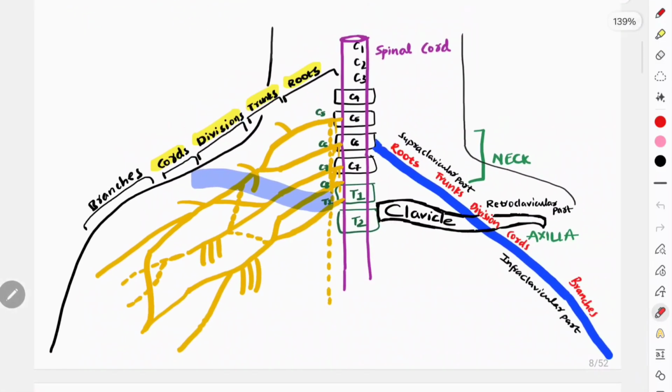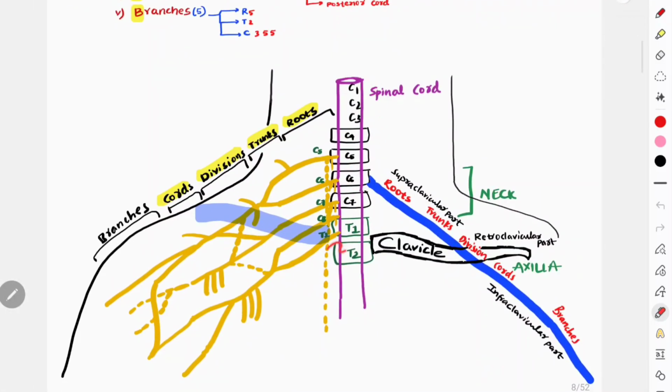You can see in this line diagram the spinal cord, right? These are the vertebra, and the spinal cord passes through the vertebra. The segments you can see are C1, C2, C3, C4, C5, C6, C7, T1 and T2, T3, like this it goes. But if you see here, from the C5 segment the first root arises, and from C6, C7, and C8, you have to focus here.